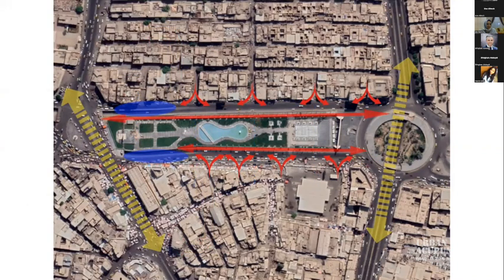So if you see the blue spots, this is the dangerous area, and some people didn't cross the trees because there are two tunnels that connect the two neighborhoods.